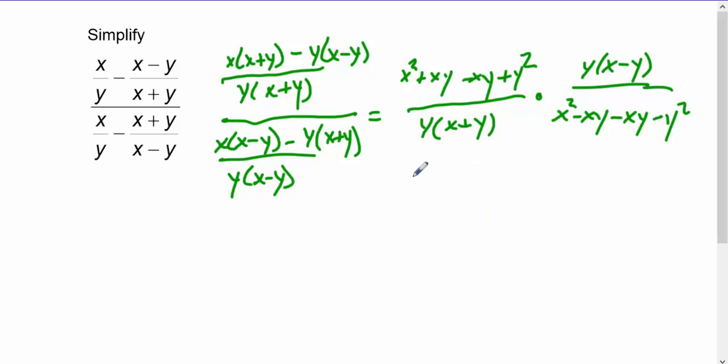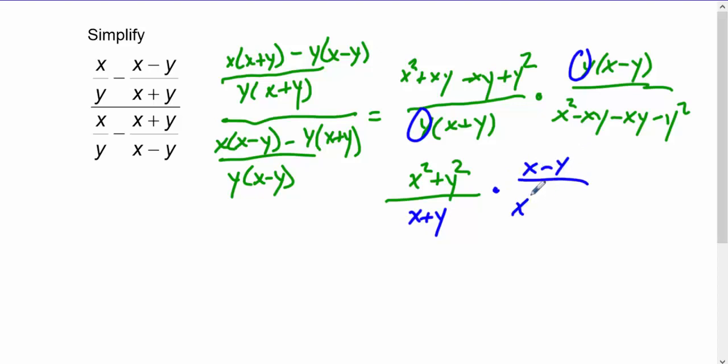Middle terms go, x squared plus y squared. We know that doesn't factor. We've seen that enough already. What I'm going to do is get rid of these y's right off the bat because they reduce with each other. So I have an x plus y in the denominator here, multiplied by this x minus y, over x squared minus 2xy minus y squared, which I don't think is going to factor.